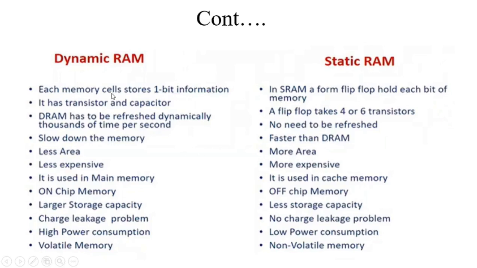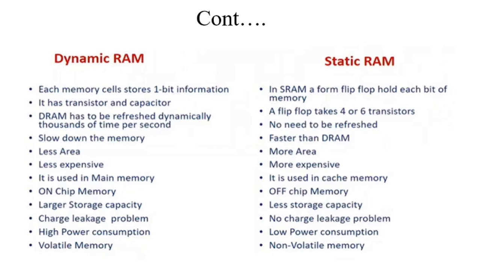The dynamic RAM is used in main memory, and the static RAM is used in cache memory. The dynamic RAM is on-chip memory, and the static RAM is off-chip memory. The dynamic RAM has the charge leakage problem, and the static RAM does not have the charge leakage problem. Compared to dynamic RAM, static RAM requires low power consumption. Dynamic RAM is volatile memory, and static RAM is non-volatile memory. Next, we are discussing dynamic RAM and static RAM in more detail.